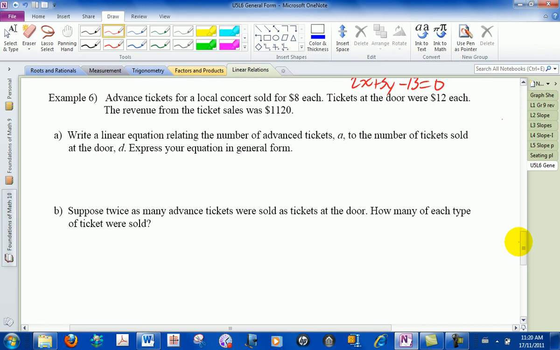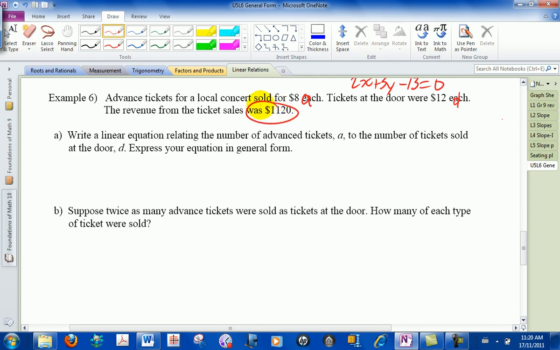Advanced tickets for local concerts sold for $8 each. Tickets at the door were $12 each. The revenue from the ticket sales was $1120. Write a linear equation relating the number of advanced tickets A to the number of tickets sold at the door. Express your equation in general form. So what they're saying is, this would be advanced tickets A. This would be tickets at the door, D. And this is what their total revenue was.